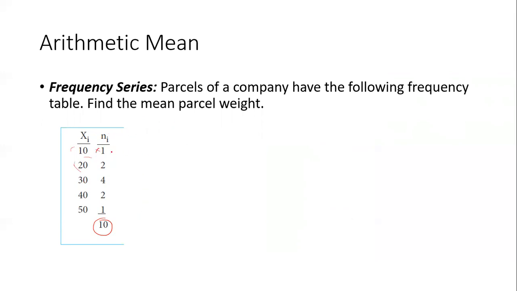So what you should do is just multiply them. 10, this is 20, and this is what? This is 120. This is 80, and this is 50. Just sum them up, which is 250, 280, right? Divided by the total number, which is 10. That's equal to 28. So that's the average weight of these boxes. Okay.